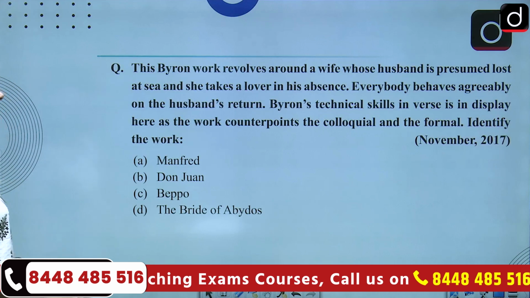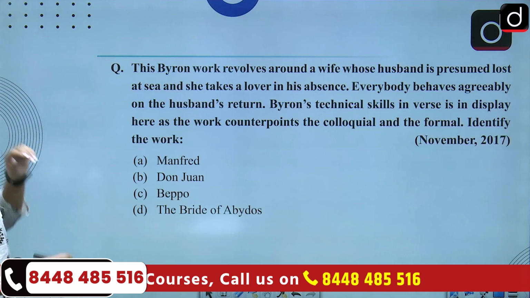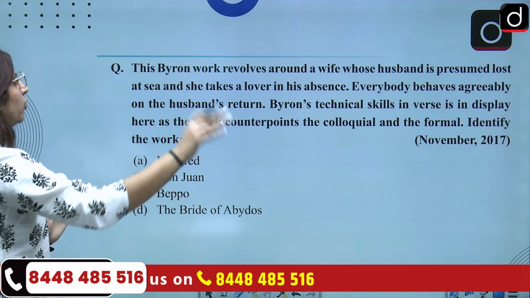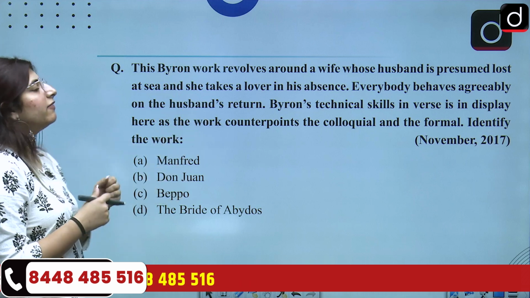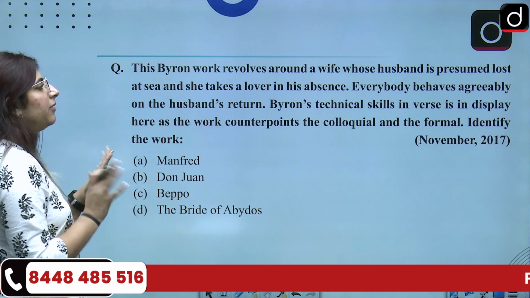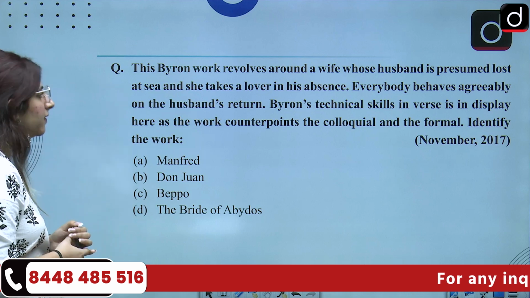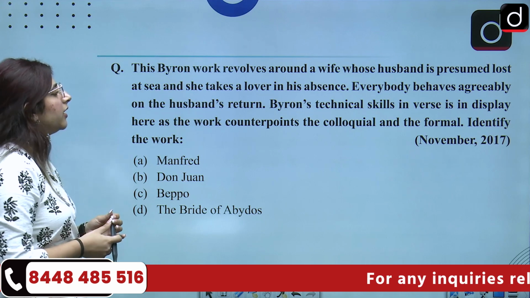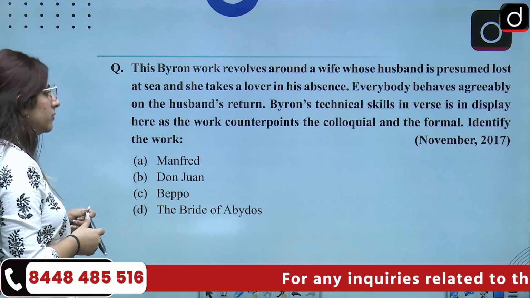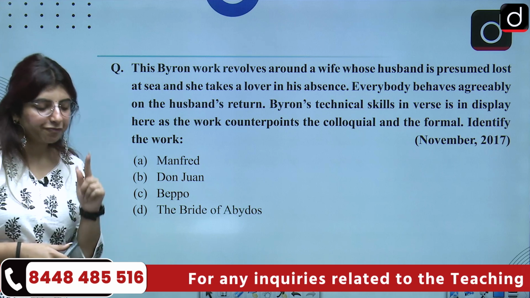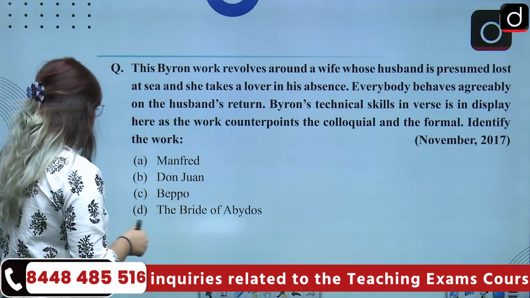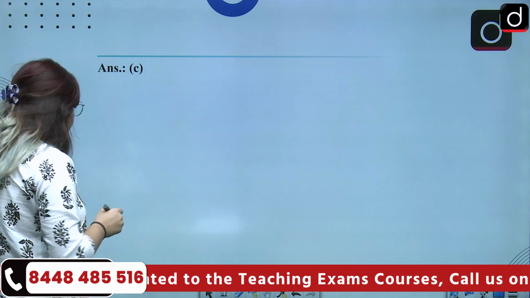Next question. This Byron work revolves around a wife whose husband is presumed lost at sea and she takes a lover in his absence. Everybody behaves agreeably on the husband's return. Byron's technical skills in verse is on display here as the work counterpoints the colloquial and the formal. Identify the work. The right answer to this question is option C here, Beppo.